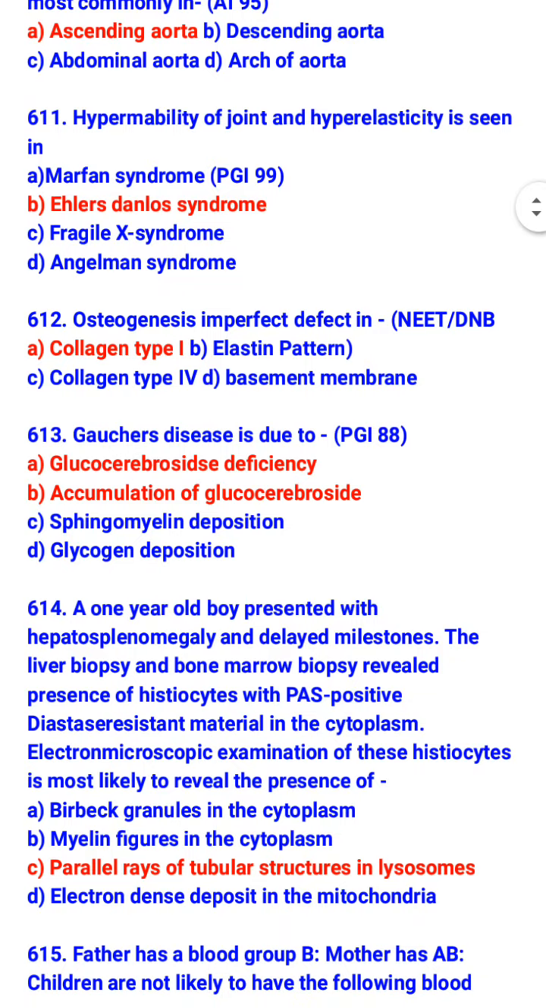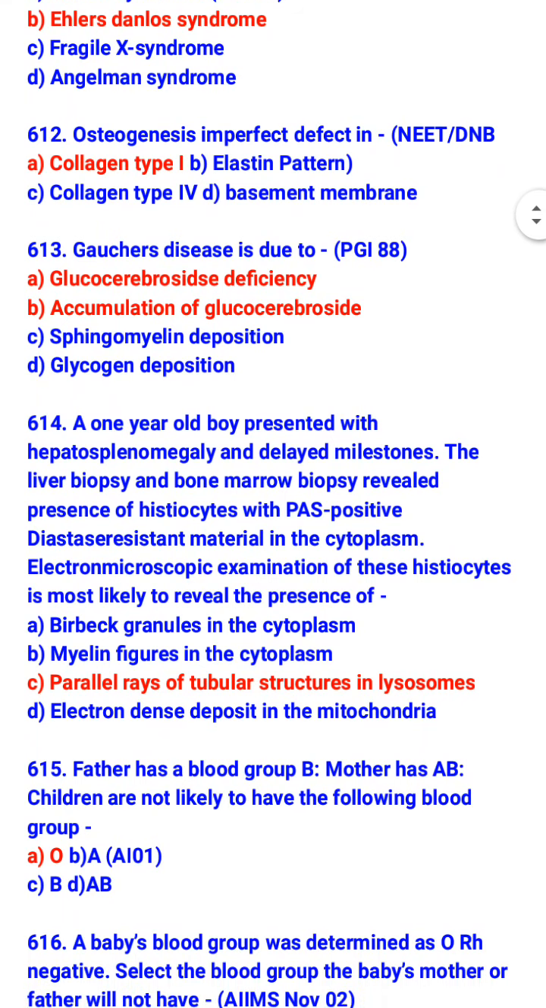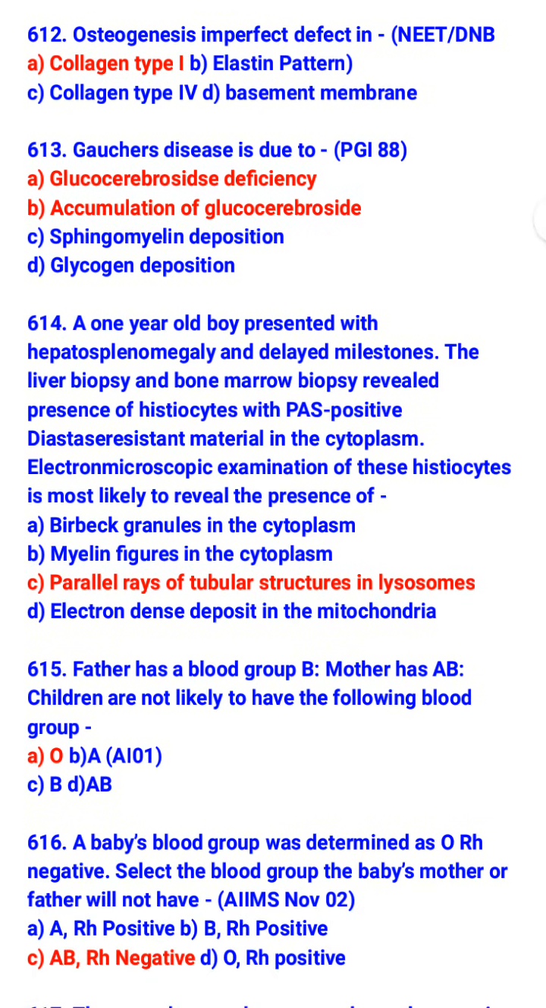Gaucher's disease is due to glucocerebrosidase deficiency and accumulation of glucocerebroside. A 1-year-old boy presents with hepatosplenomegaly and delayed milestones. Liver biopsy and bone marrow biopsy revealed the presence of histiocytes with PAS positive, diastase resistant material in the cytoplasm. Electron microscopic examination of these histiocytes is most likely to reveal the presence of parallel arrays of tubular structures and lysosomes.